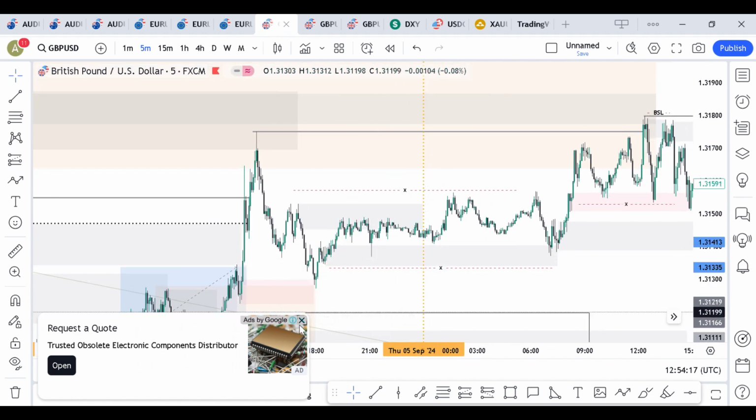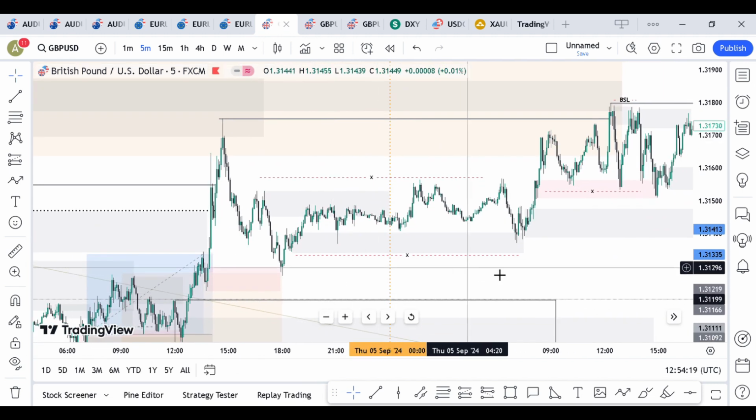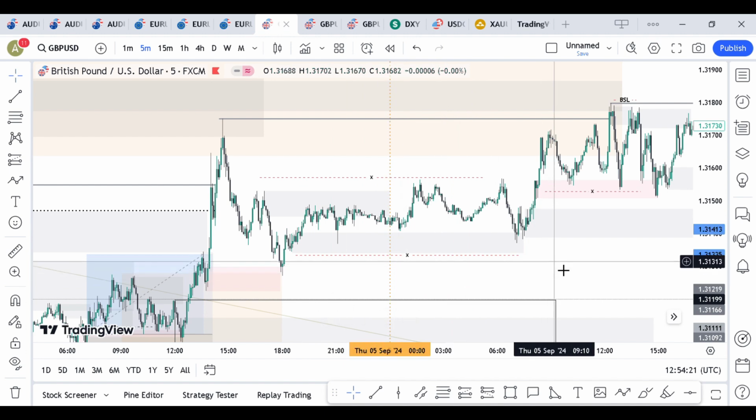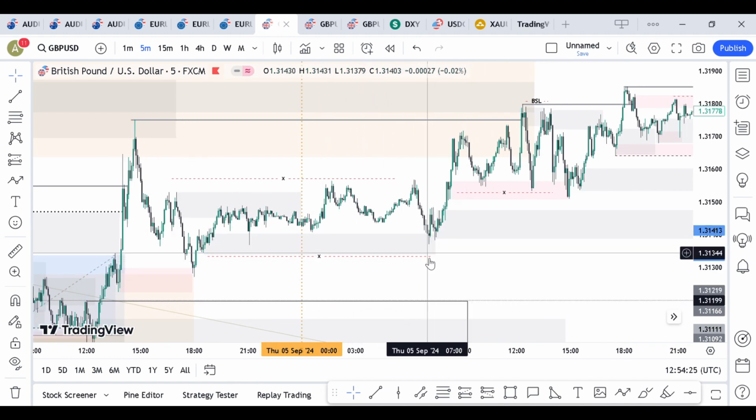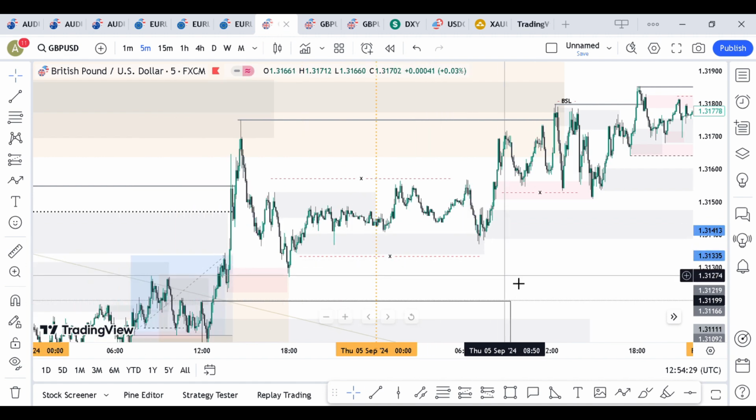Then on Wednesday, I wasn't interested in the pair, but I kept on marking my levels just to see if I could get opportunities. I noticed also this demand that was kind of holding, but I wasn't very sure of that.